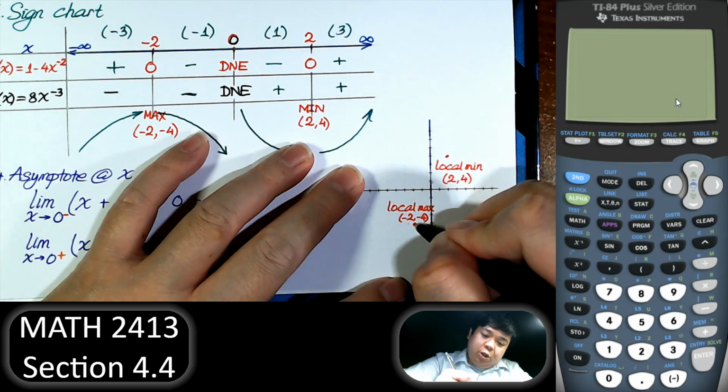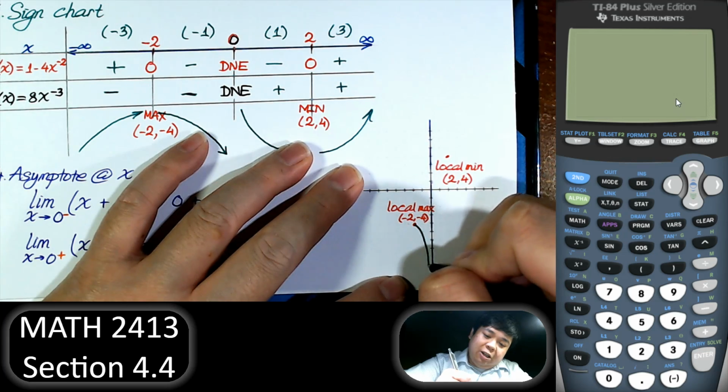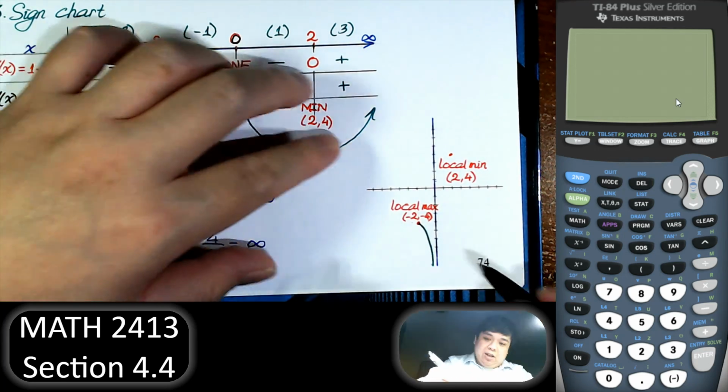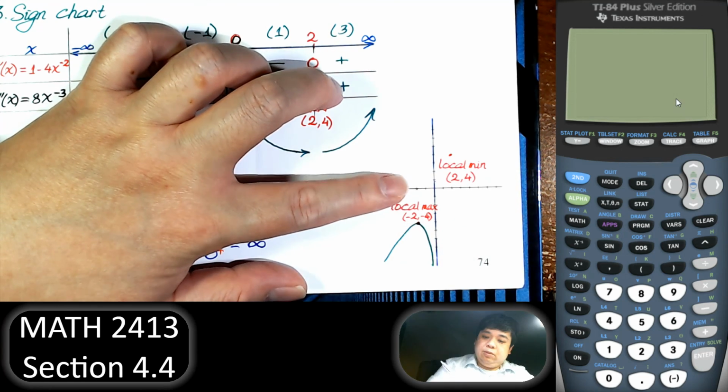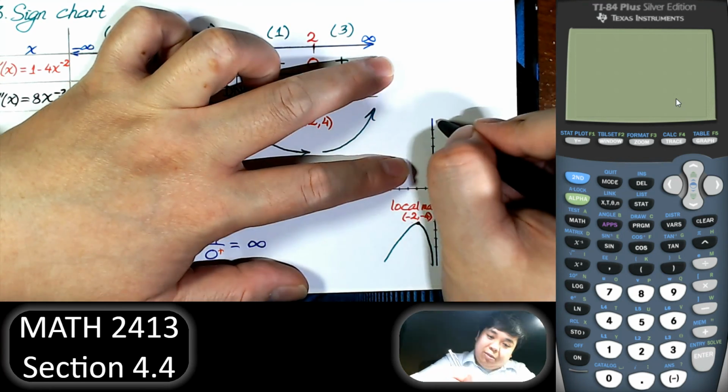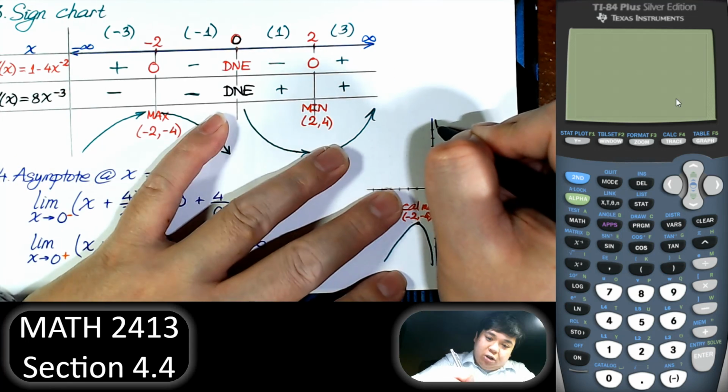It will approach this line. Oh, it goes down like this, and then on the other side, same thing. Just copy that portion to the graph.